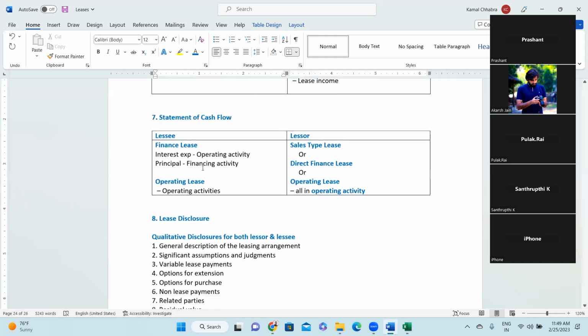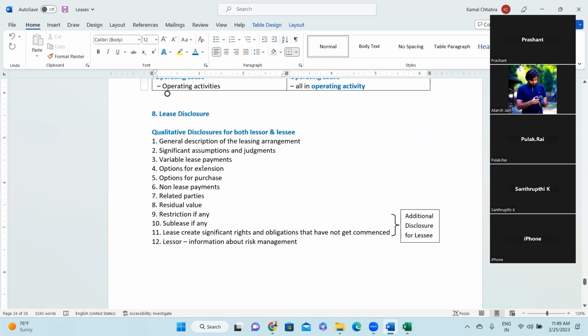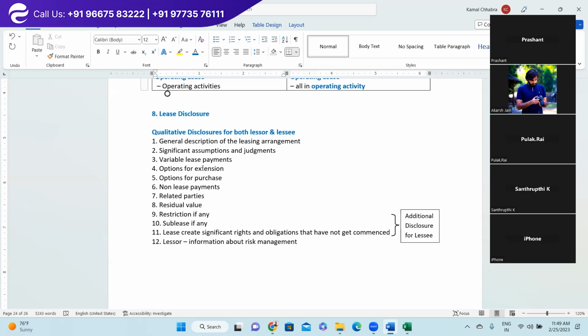Right? Yes, sir. Now, last point, disclosures. Disclosure includes both quantitative disclosure as well as qualitative disclosure. First look at qualitative disclosure. These disclosures are required whether you are making the financial statements of the lessor or of the lessee. In both situations, you need to give the qualitative disclosure.